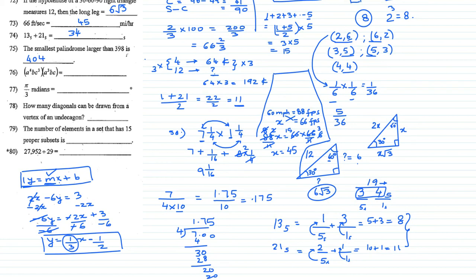Question 76. A to the power 4 times b times c to the power 3 times a to the power 3 times b times c is equal to what? So when the bases are same, we can add the powers or the exponents. So let's take a look at the a. A has an exponent 4 over here and an exponent 3 over here. So we can add those exponents. So this will become a to the power 7.